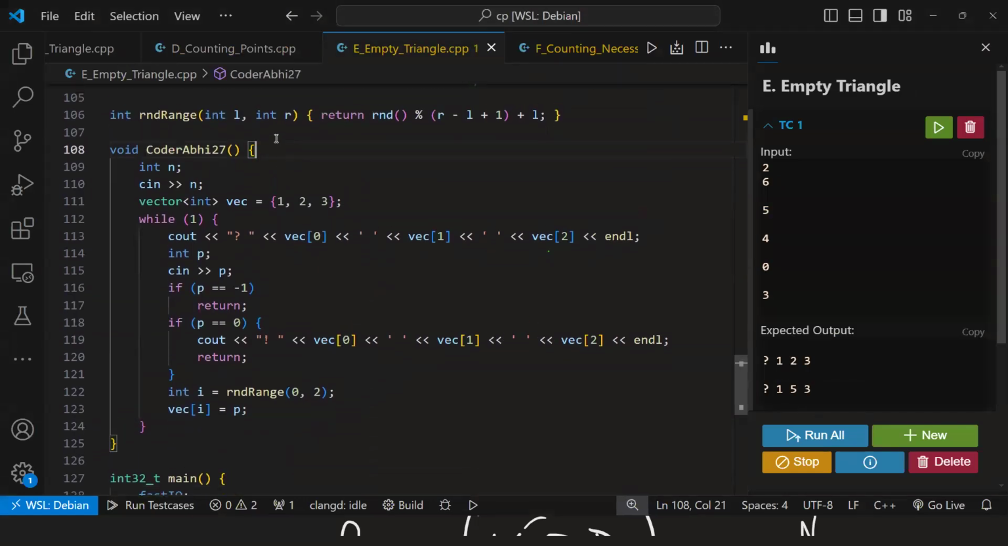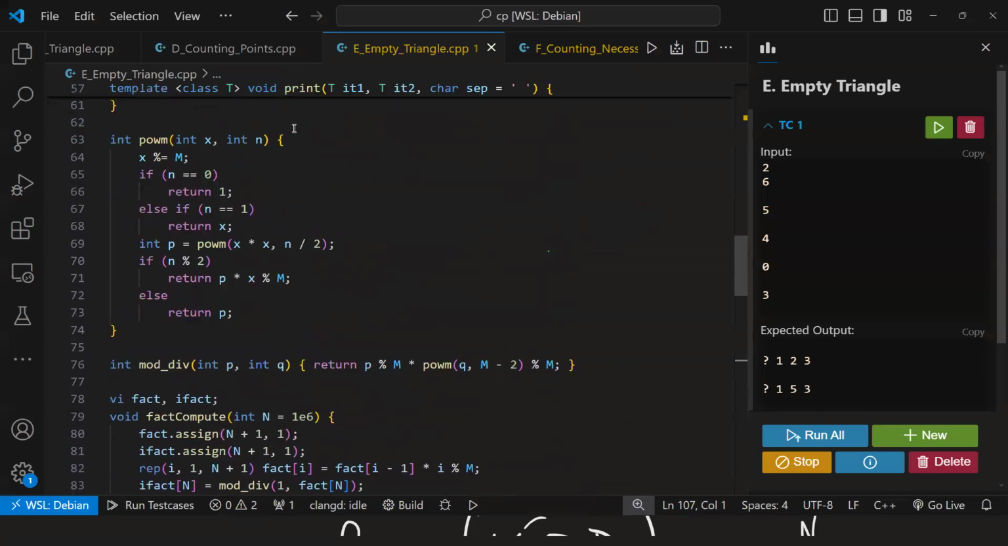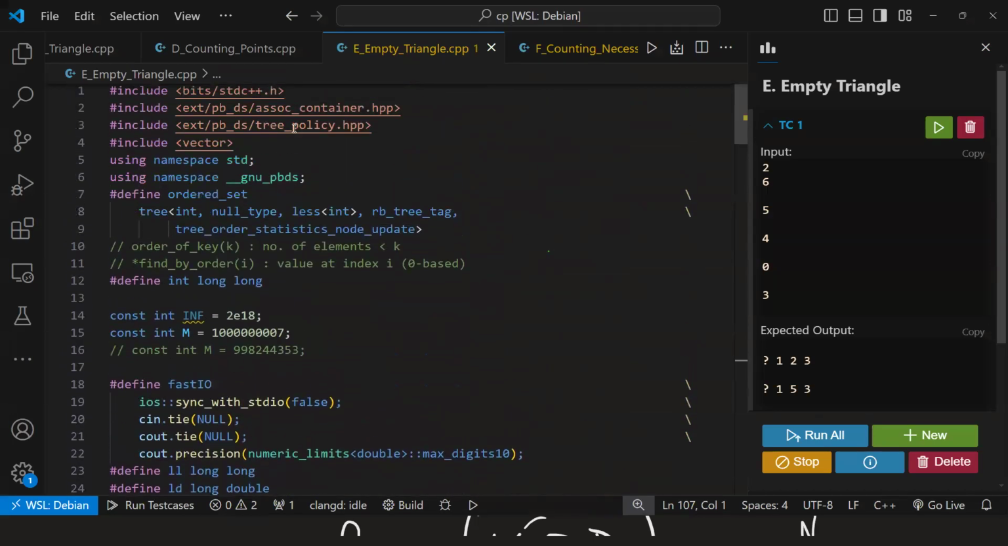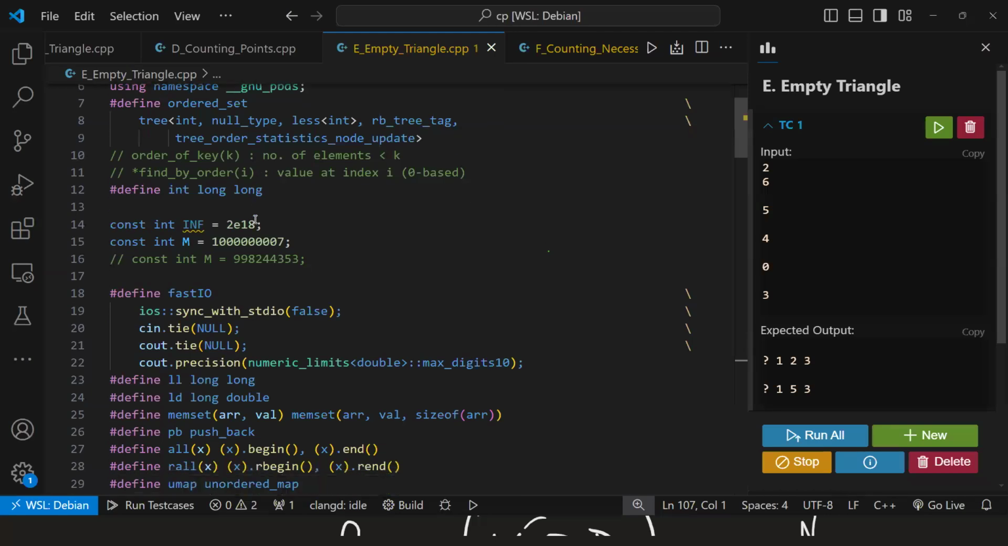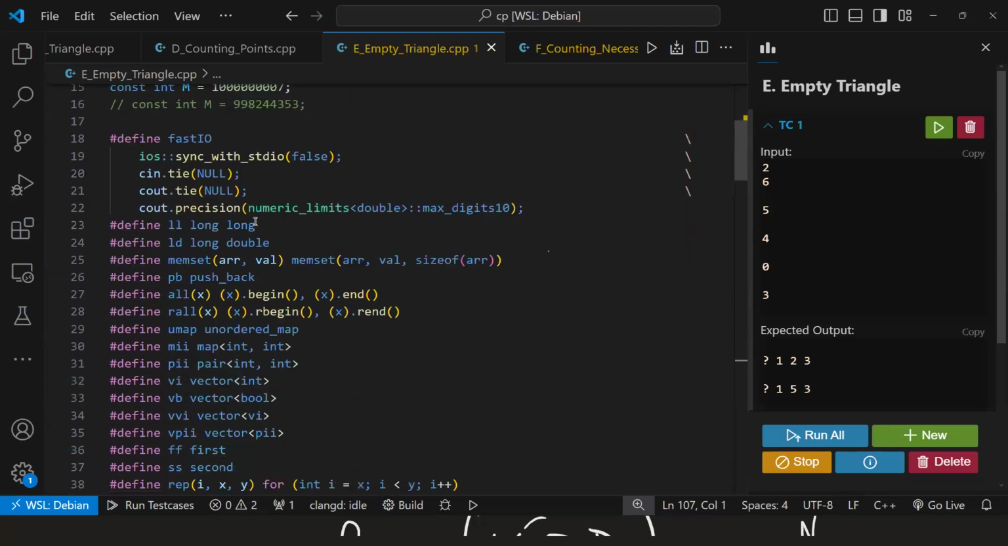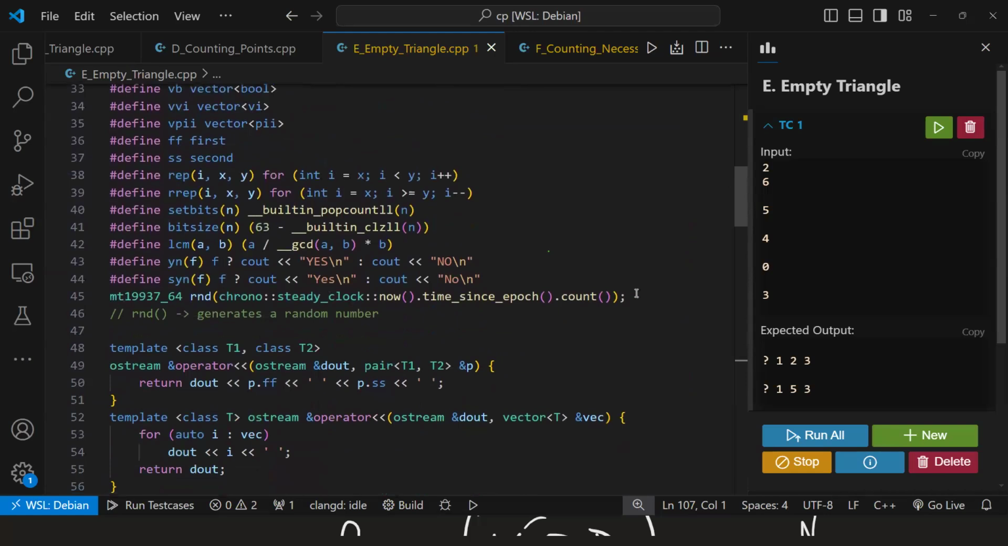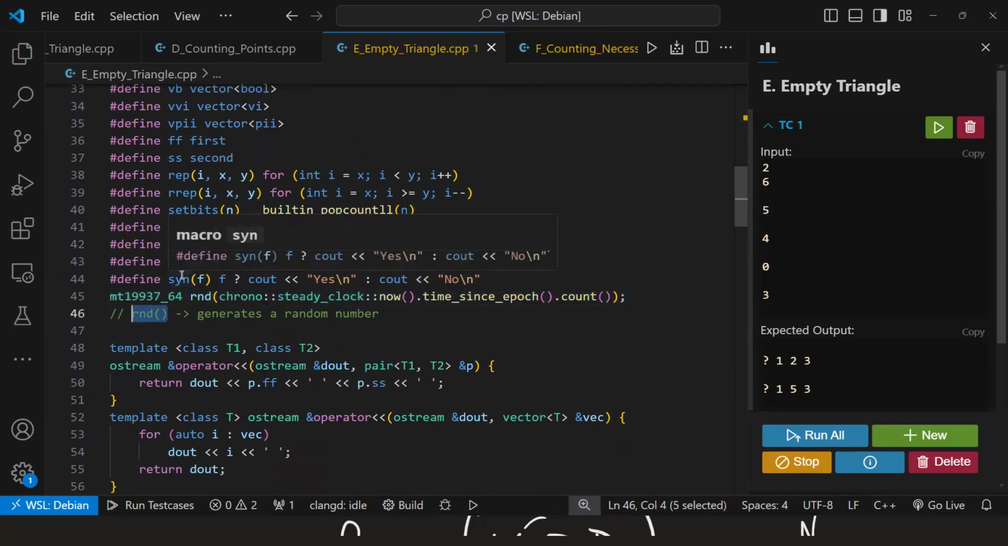Okay, so first, to get a random integer, this was there in my template only. There are multiple ways to do it in C++. One of the ways to get a random integer is including this. You have to write this mt19937, and inside this you have to write a seed. Once you have written this, then this rnd is going to generate a random number.